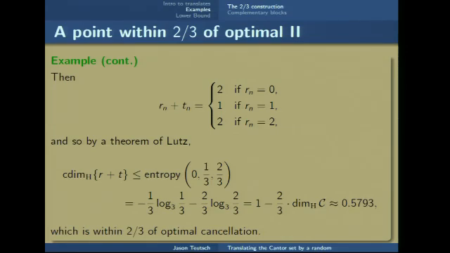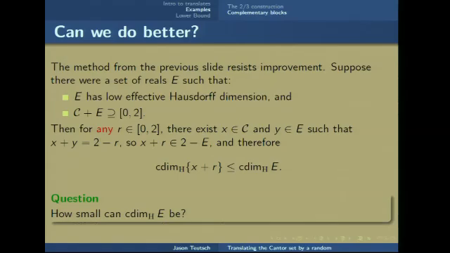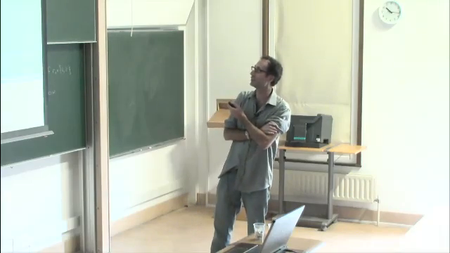You just take this point t, which is in the Cantor set. So the t's it gives you are within a factor of 2/3 of optimal cancellation. Okay, so this seems to be a bit of a bottleneck. So the question is whether you can do better.